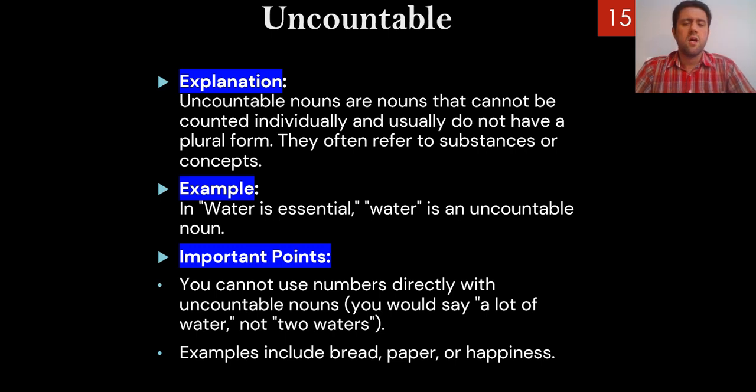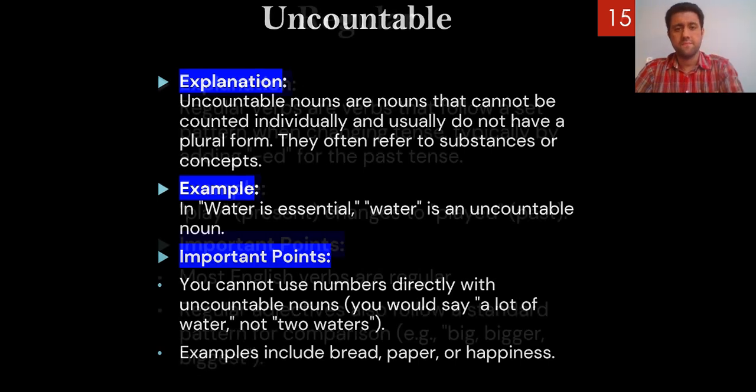The next one is uncountable nouns. Uncountable nouns are nouns that cannot be counted individually and usually do not have a plural form. They often refer to substances or concepts. As an example, water is essential. Water is an uncountable noun. You cannot use a number directly with uncountable nouns. You would say a lot of water, not two waters. Examples include bread, paper, or happiness.